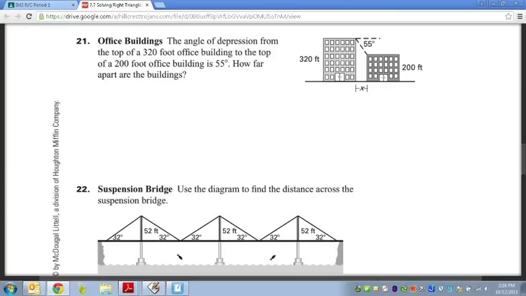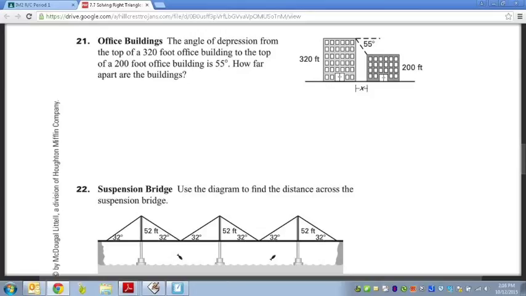So with 21 and 22, for example, you'll notice that with buildings or with bridges, there are right triangles that exist in real-life architecture, okay? And so we use right triangles to solve these kinds of problems, and so now we're going to get some exposure to how to do that, okay?